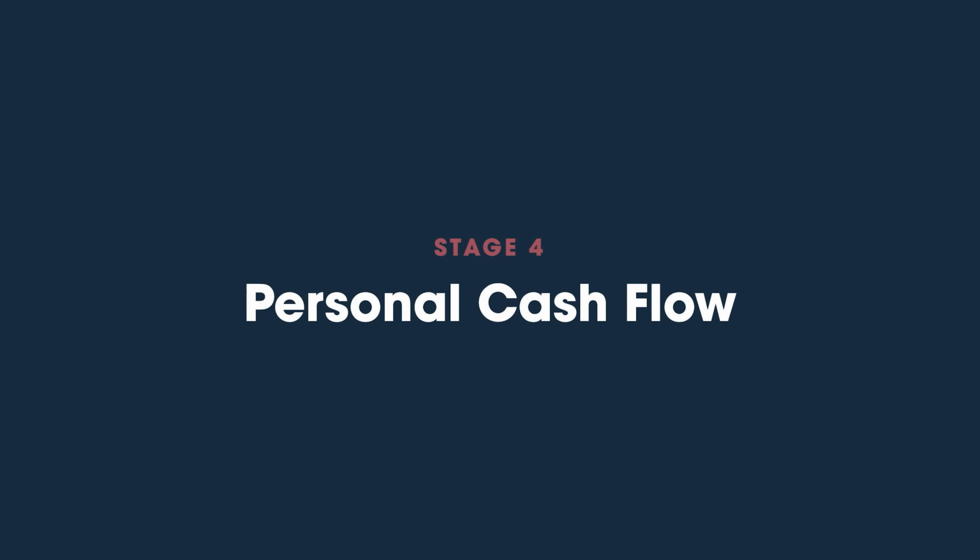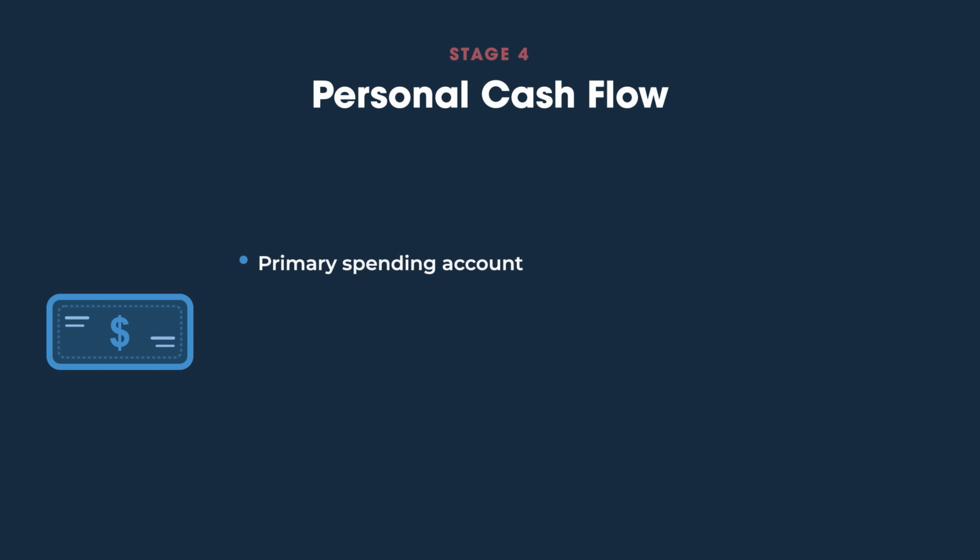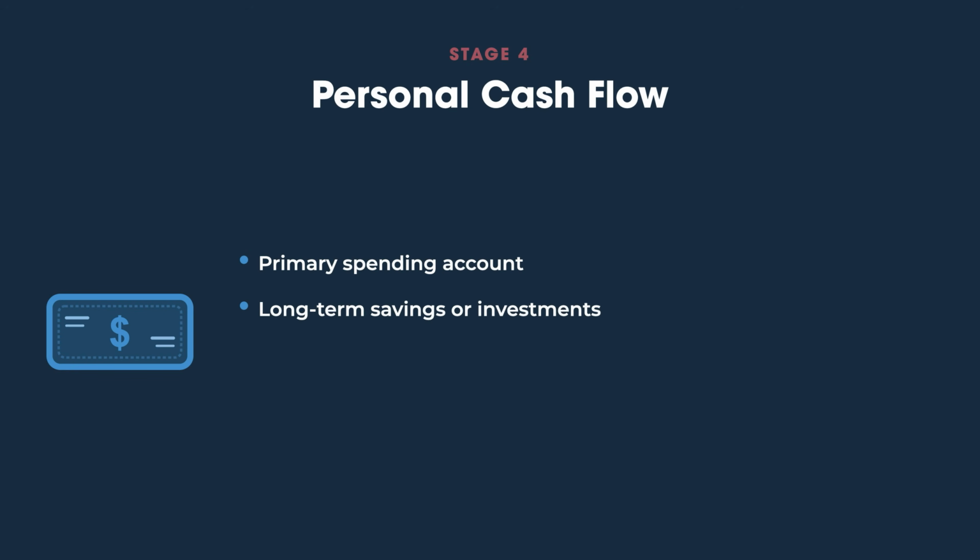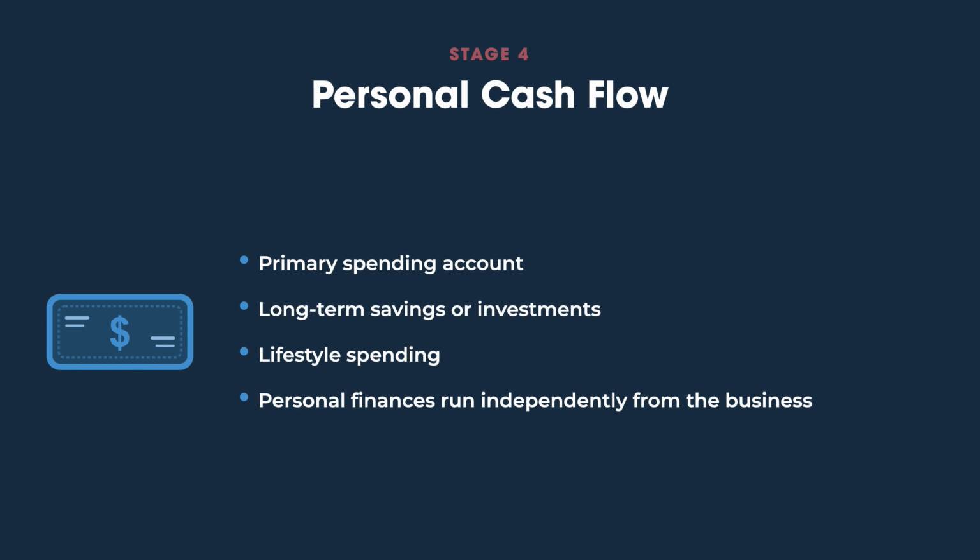Stage 4 is personal cash flow. Once money reaches your personal accounts, it should follow a separate set of rules and have its own system. This typically includes creating a primary account, we call a hub account, and accounting for things like debt paydown, insurance premiums, and savings, whether it be long-term or short-term goals. We then kick money over to your personal checking account for lifestyle spending and fun money. The key idea is that personal finances should run independently from business finances once the money has crossed that line.